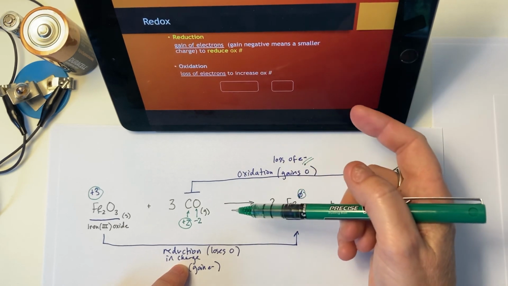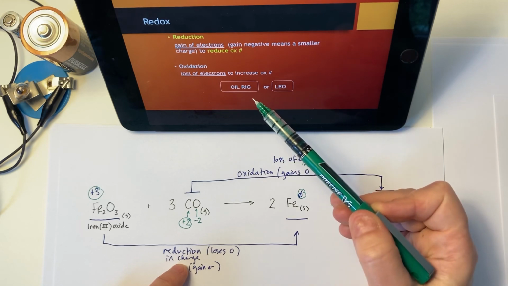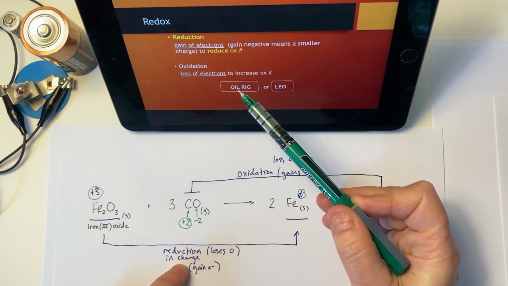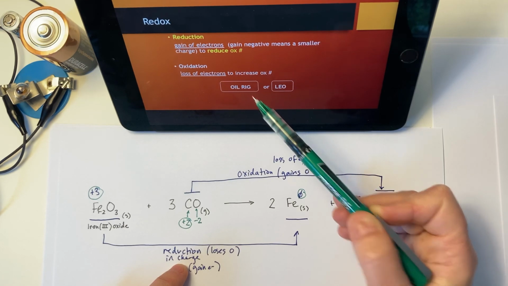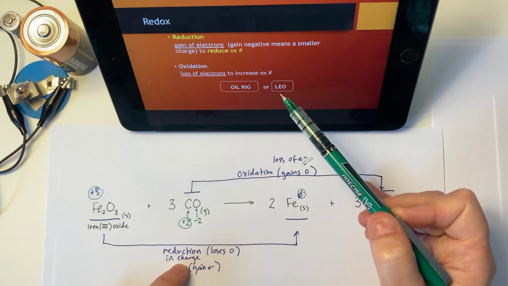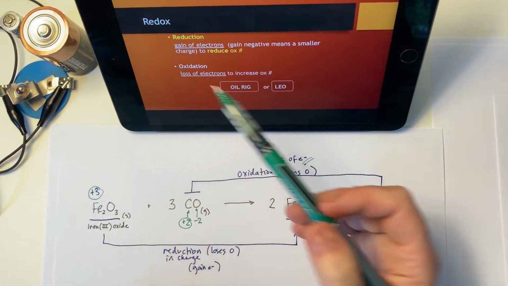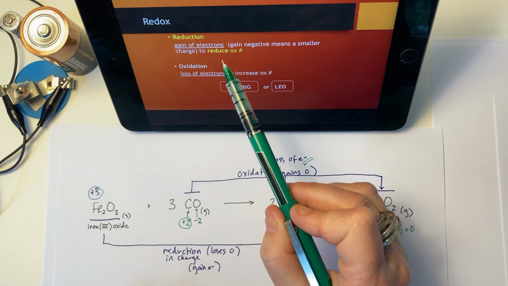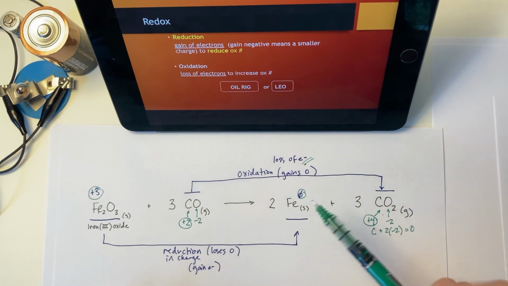Oxidation is just the opposite. Sometimes people use these mnemonic devices. OIL RIG: oxidation is loss of electrons, reduction is gain of electrons. Or LEO the lion: loss of electrons is oxidation. It's your choice. I just like to think, oh, reduction is a reduction in the oxidation number, reducing the charge, decreasing it. You can only do that by adding some negative.